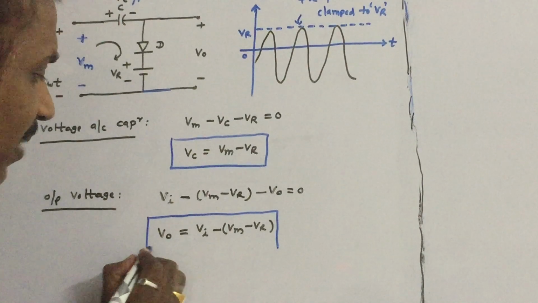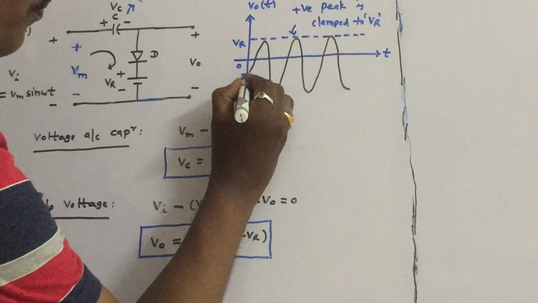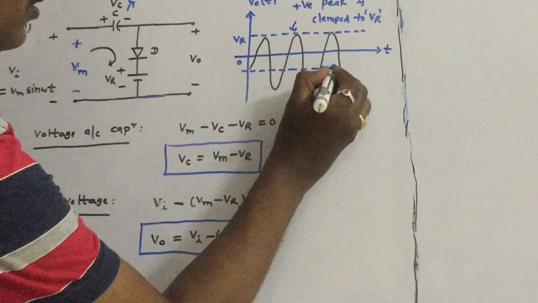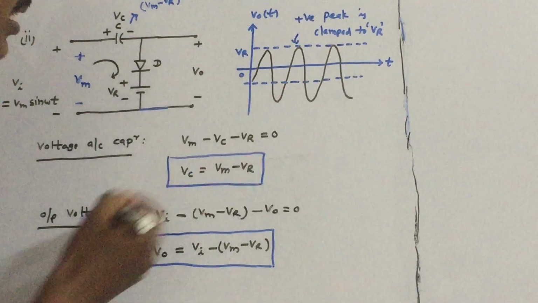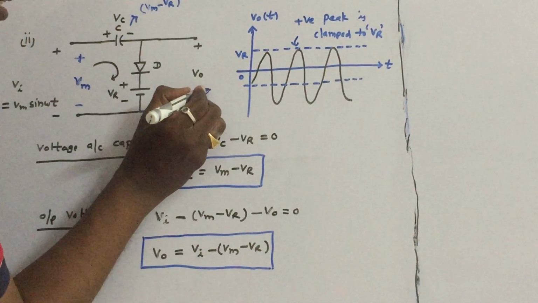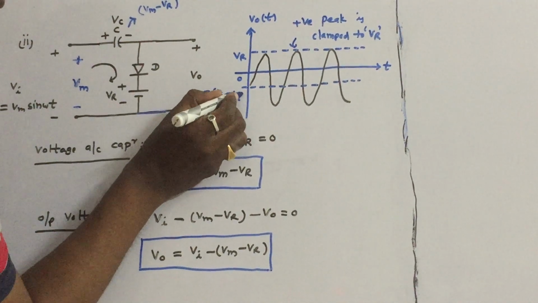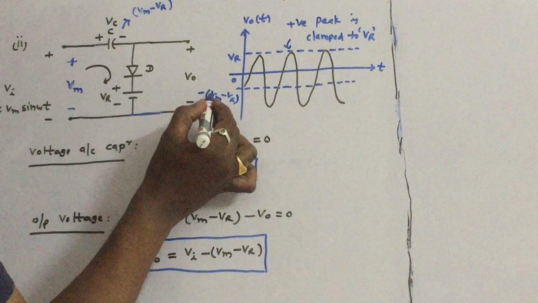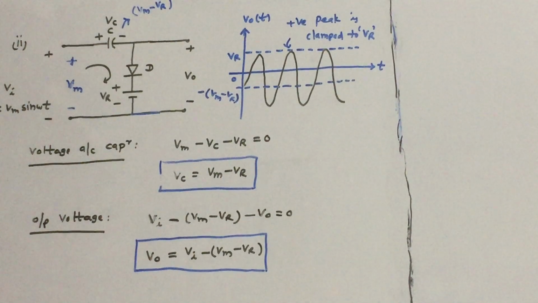You have to clearly mention that previously the DC level was minus Vm. Because of this biasing, we have to clearly mention this negative level as minus (Vm minus Vr). So this dotted line reference level, previously minus Vm, has now become minus of (Vm minus Vr). We have to mention this in the circuit.